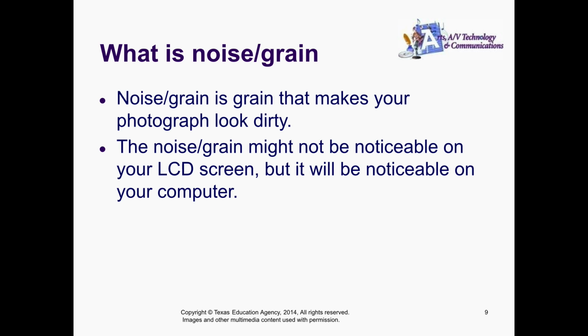Noise is what makes your photograph look kind of dirty. It looks kind of grainy. And you'll notice it more on your screen than when you're looking through the lens finder. You might not see it on the little screen, but when you put it on your computer, you're like, oh man, and you'll see a lot. Now, it doesn't mean that noise is bad. It just means that you need to know that it's there, and if you want that for your photograph.